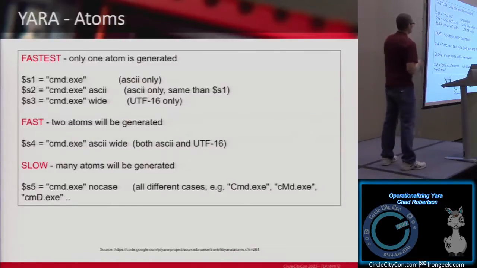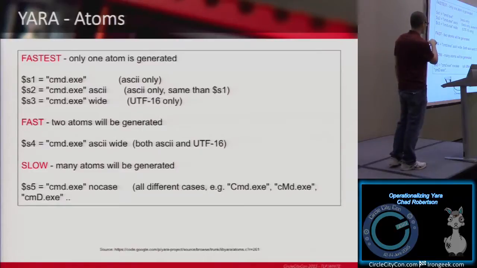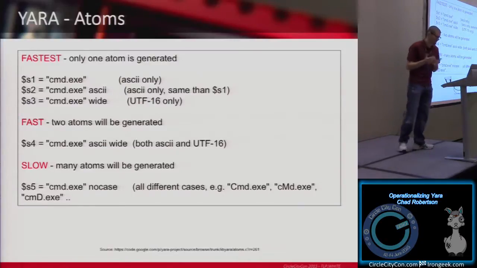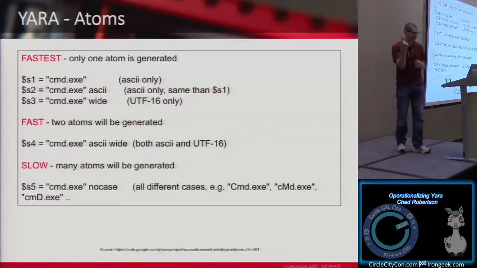Fastest. So YARA offers keywords: ASCII only, wide, as well as nocase. The top 3 examples are fast because there's only 1 atom generated for each one. The next 2 are still fast, but 2 atoms are generated because you're doing ASCII and wide. And then the third is slow. And this is an interesting case. We're using the nocase.